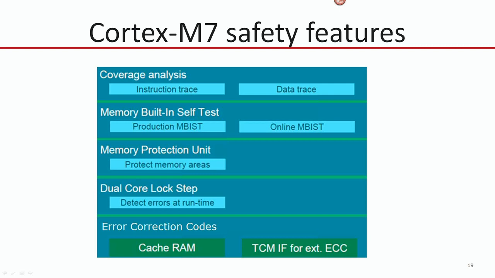This allows us to validate the execution of code over dual processors. And again, manufacturers also have the option to add error correction codes to both the cache memories and the tightly coupled memories as well. So this allows us error detection and correction within the hardware.